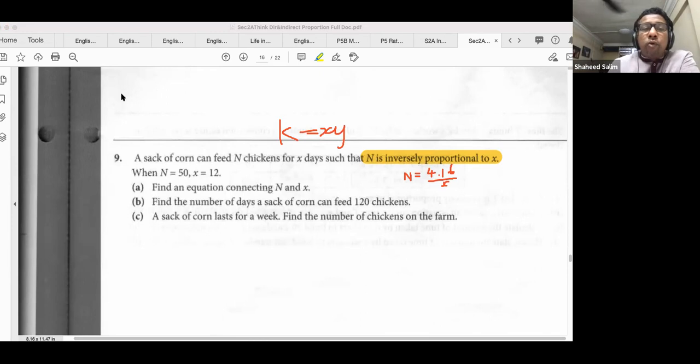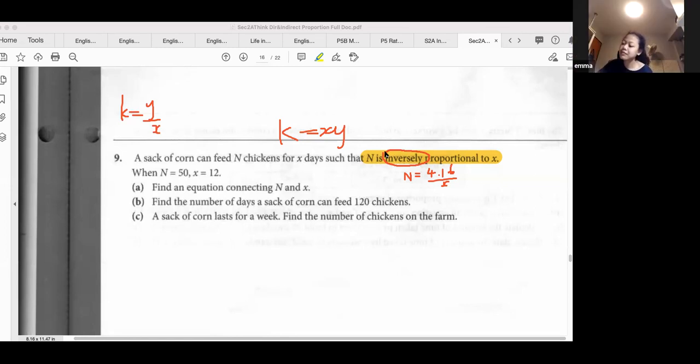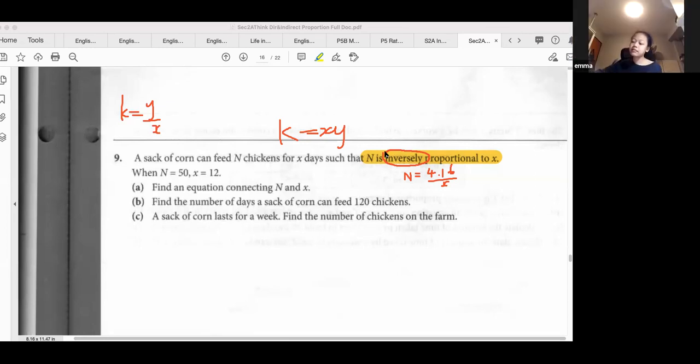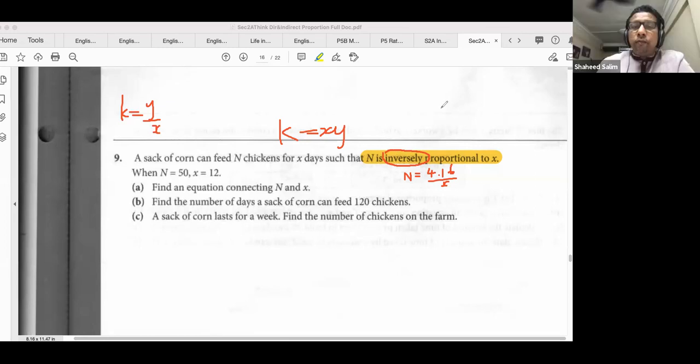Your formula for direct proportion for K is Y over X. I think you used N over X, is it? But they tell you it's inverse proportion. Are you confused? Confused or not? No, right? She's saying no because she thinks I want her to say no. No, I do not want you to say no. I want you to see whether you understand or not. So you've got to redo this one. Follow this thing.